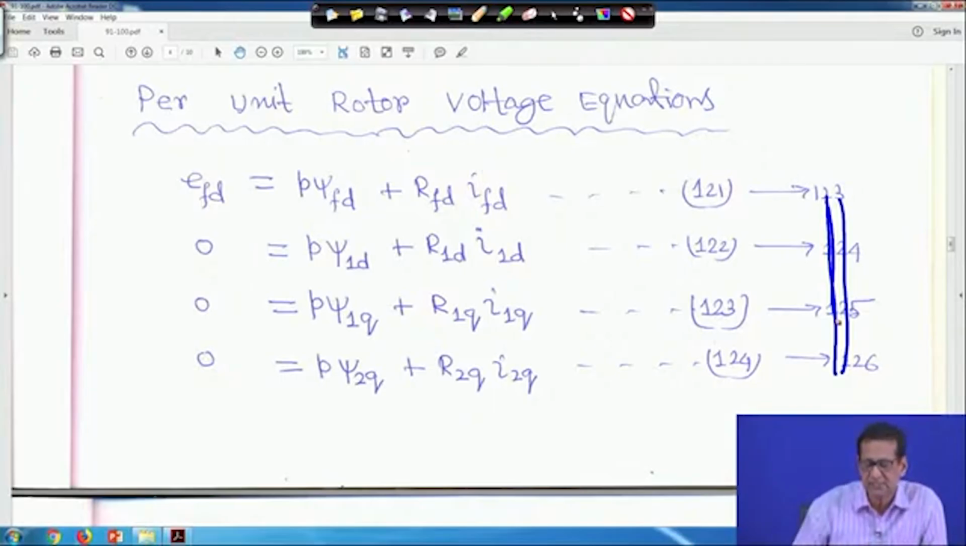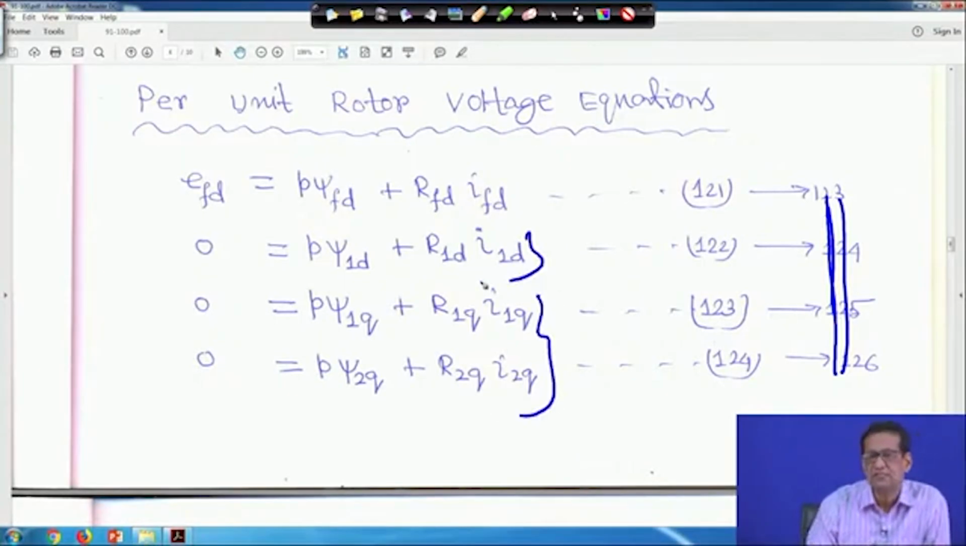Then 0 is equal to, because it is a closed winding; the other amortisseur windings are, so p psi 1d plus r1d I1d. And we have chosen two amortisseur windings on the q axis. Therefore, p psi 1q plus r1q I1q is equal to 0, that is equation 123, and another one is p psi 2q plus r2q I2q is equal to 0, because we have chosen two amortisseur windings on the q axis. That is why these two equations, and on the d axis only one, that is why this is one equation, right. So, this is equation 24.